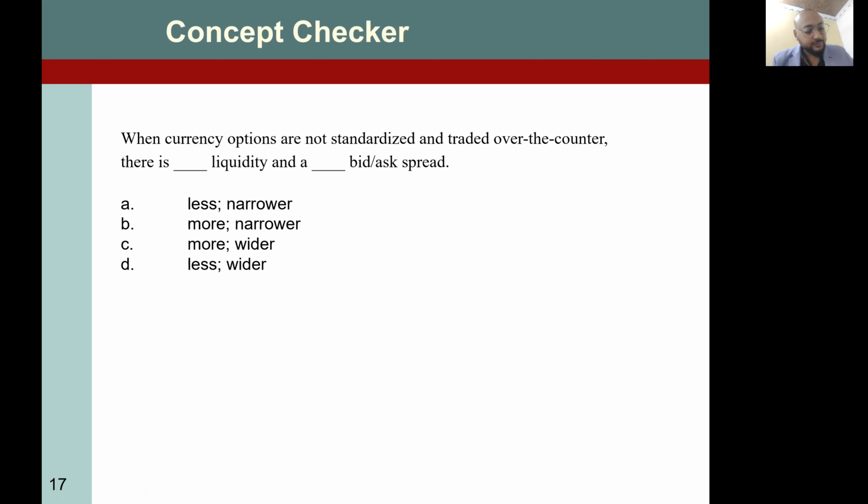Now, if you understand this concept, let's talk about this concept checker. When currency options are not standardized and trade over the counter, there is dash liquidity and dash bid-ask spread. You tell me. Which one is correct? Which one is the option here?